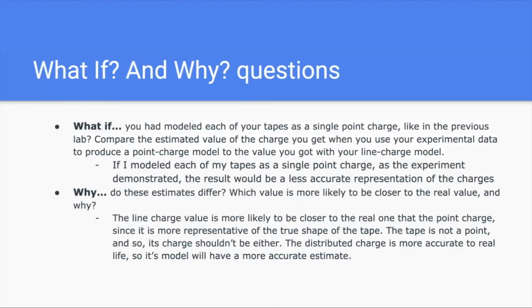So what if we had modeled each of our tapes as a single point charge, like in the previous lab? Well, if we modeled each of our tapes as a single point charge, as the experiment demonstrated, the result would be a much less accurate representation of the charges. And these estimates differ because a line charge value is more likely to be closer to a real thing than the point charge because it's more representative of the true state of the tape. The tape is not a point, and so the charge shouldn't be considered a point charge. The distributed charge is more accurate to real life, and so its model will have a more accurate estimate.